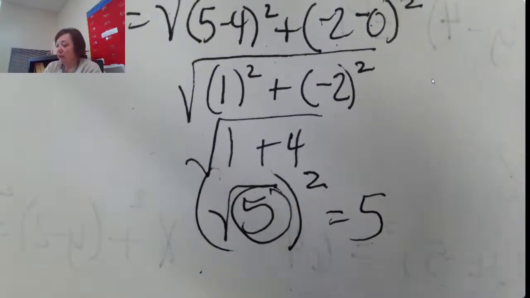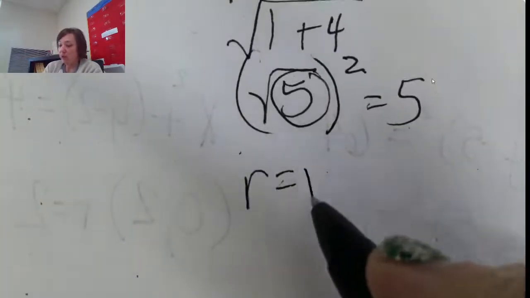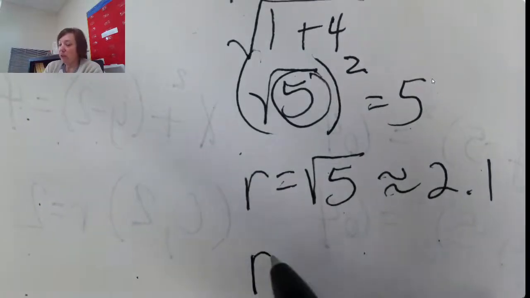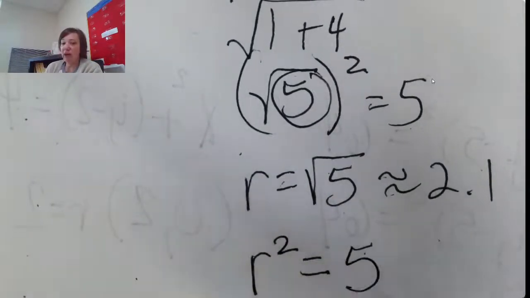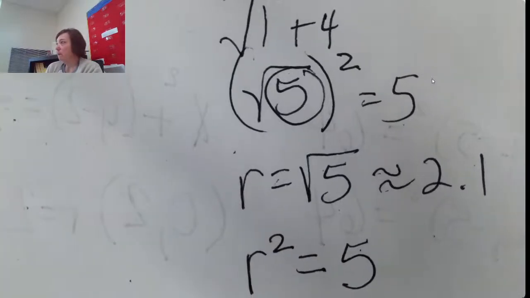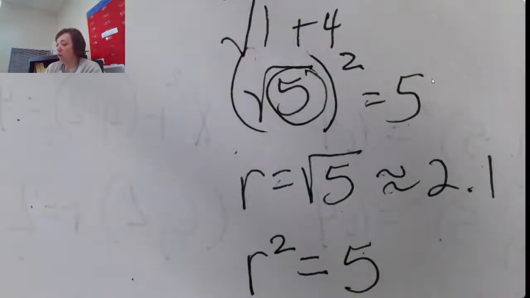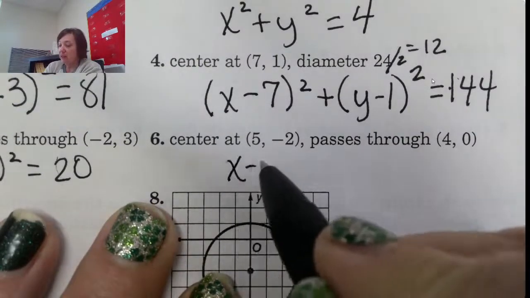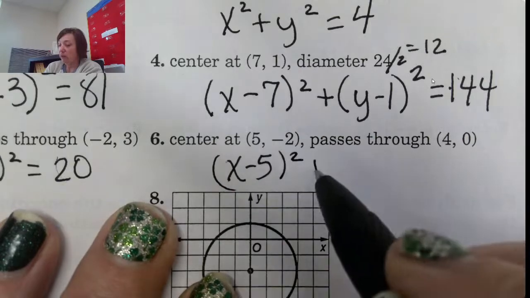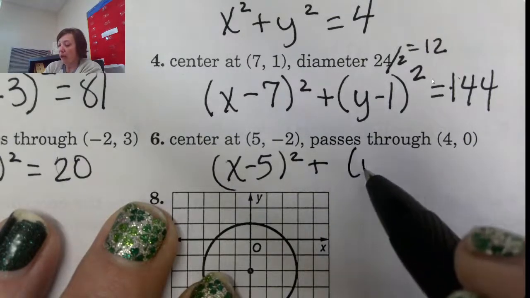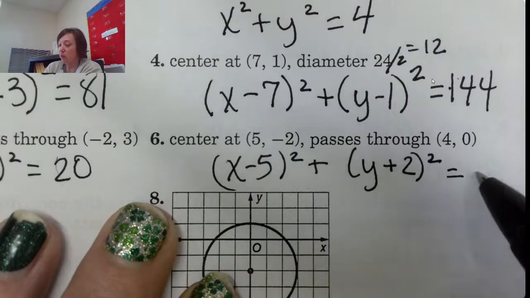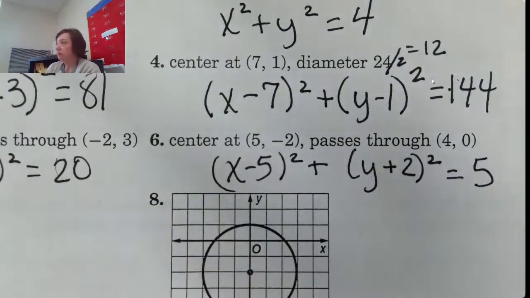So the radius equals the square root of 5, which is approximately 2.1 something. But when I do radius squared, that gets just 5. Y'all follow what I'm saying? Okay. So when we write this equation, it's going to be x minus 5 squared plus y plus 2 squared equals 5. Y'all good so far? Yeah.